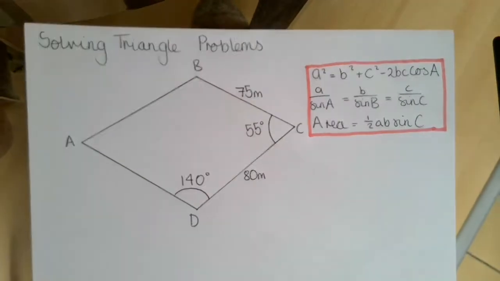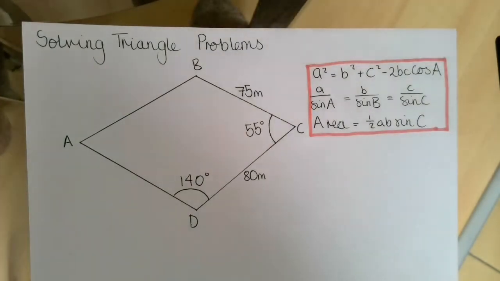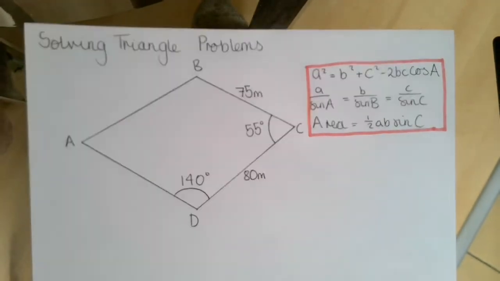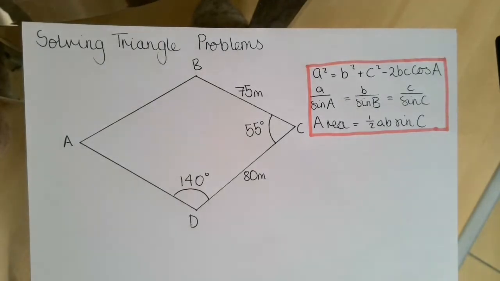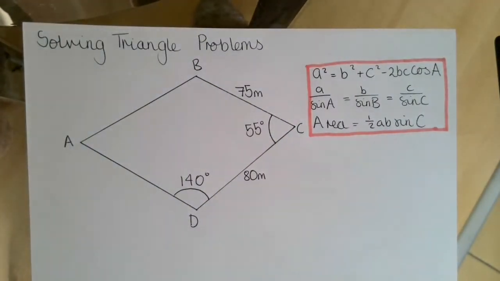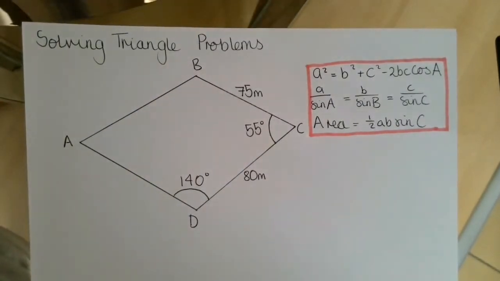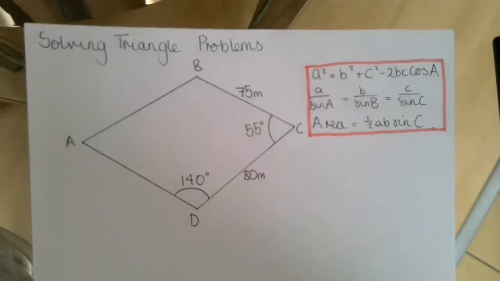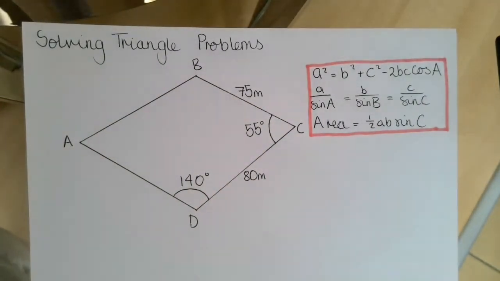So the question says, the diagram shows the locations of 4 mobile phone masts in a field. It says in order that the masts do not interfere with each other, they must be at least 70 metres apart. It says given that A is the minimum distance from D, find, first of all, the distance AB.